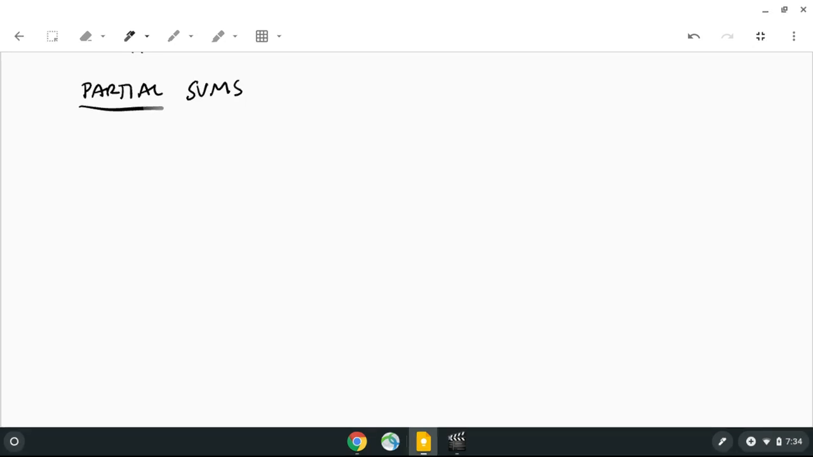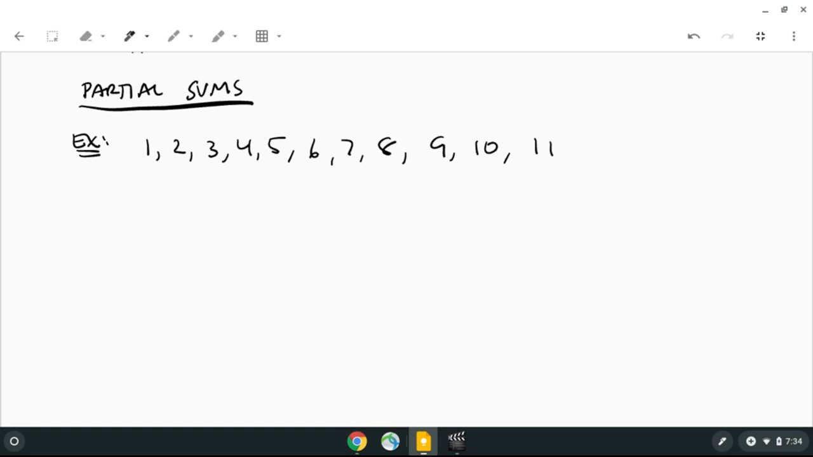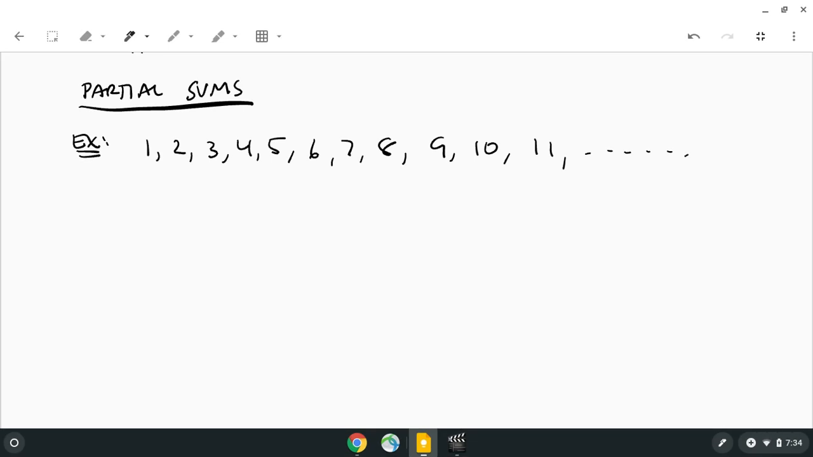Okay, so what do I mean by that? Let's take a look at this sequence first: 1, 2, 3, 4, 5, 6, 7, 8. Kind of a boring sequence, right? But a sequence nonetheless. My a sub n formula would be n. Pretty boring. So what we're doing here now is we're looking at sums.